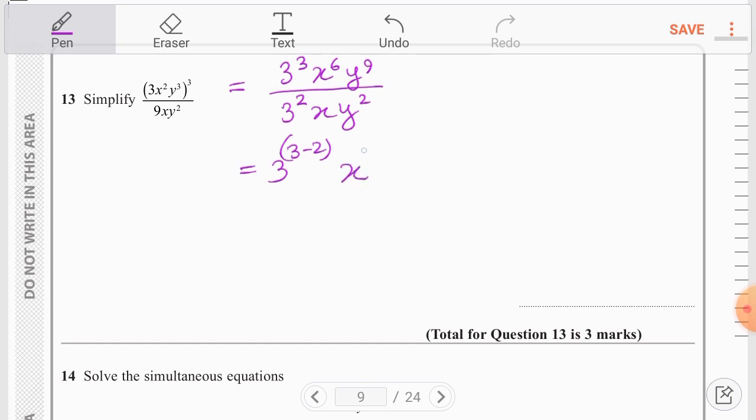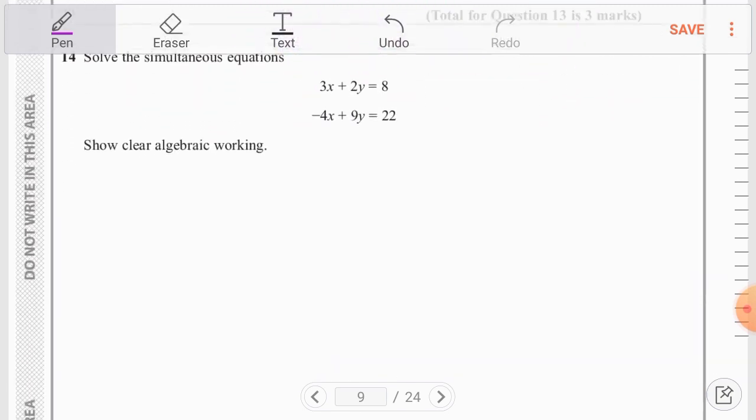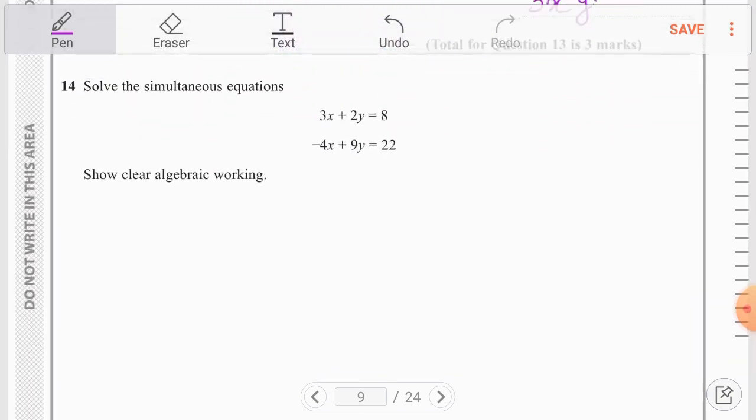and we can take x common and subtract the powers, 6 minus 1, and y common and subtract the powers, 9 minus 2, and obviously they are multiplied to each other. Then we get 3 minus 2 is 1, so 3 to the power 1, we don't need to write the 1, and x to the power 5, y to the power 7. So we have already simplified the fraction, and it gives you a value of 3x to the power 5, y to the power 7. I hope question number 13 was clear. Moving to question number 14. It's a simultaneous equation. You just need to solve it.